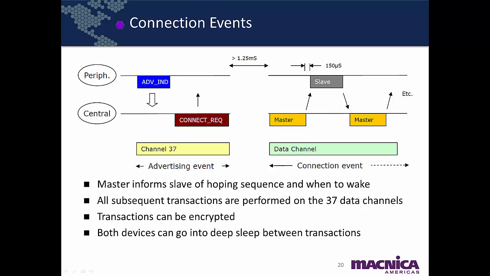In this timeline, we can see on the left where an advertising event establishes a connection. Then, on the right, the connection events take place to communicate data and control over the 37 data channels.